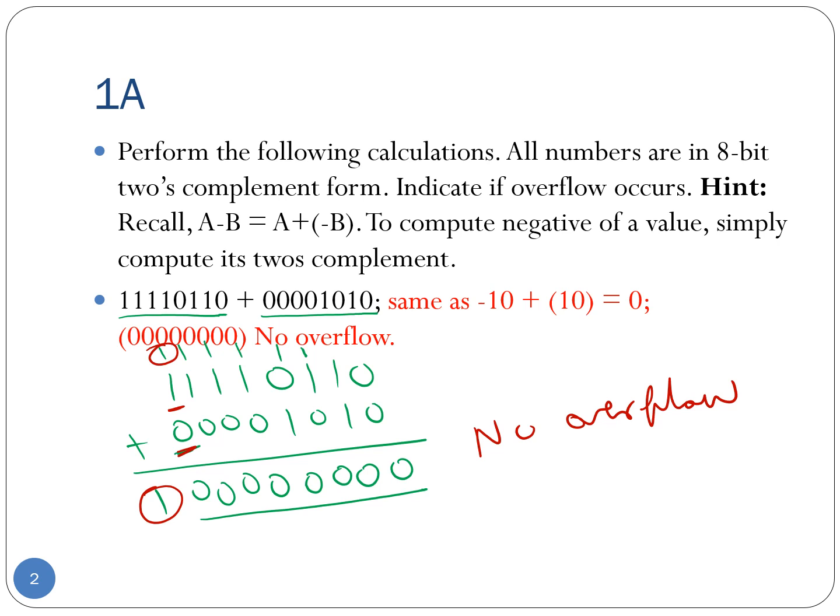You can also double check this by converting these numbers into decimal. So the first number is -10, and the second number is +10. So -10 plus 10 is equal to 0, and there is no overflow.